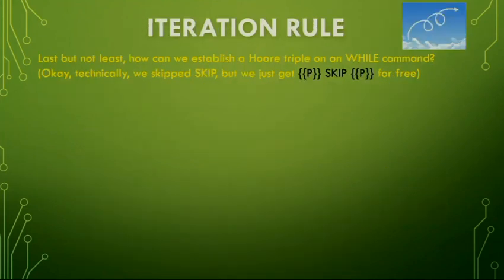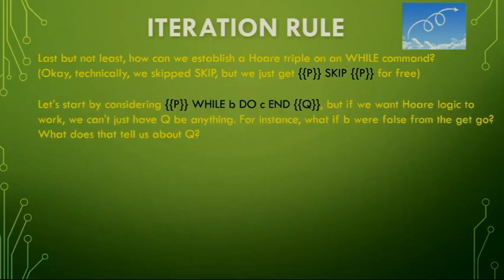So I think we've got one last rule, but this one I think is the trickiest. Technically there is one other command, skip, but there's kind of nothing to that, so I'm skipping skip. All right, go ahead and click. All right, so we need to come up with a rule about how we can come up with some sort of Hoare triple statement when we have a while loop.